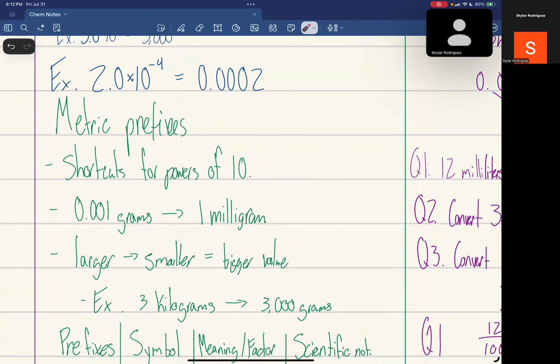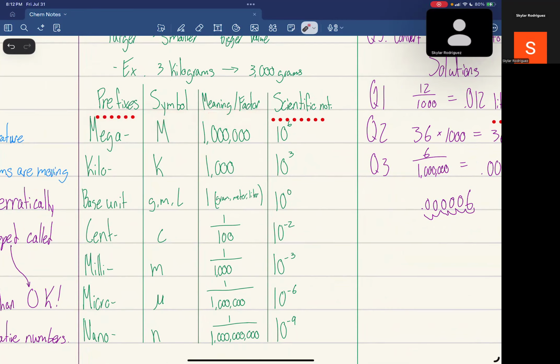I'm going to write out a table that will allow you to see the key prefixes in chemistry. So here we have prefixes, symbols, meanings, and the scientific notation. There is mega, which is symbolized by the capital M, which is a million, and the scientific notation is 10 to the sixth power. Kilo, with the symbol K, is 1,000, and that is 10 to the third power. Base unit, grams, meters, liters, this is 10 to the 0. It's just 1.